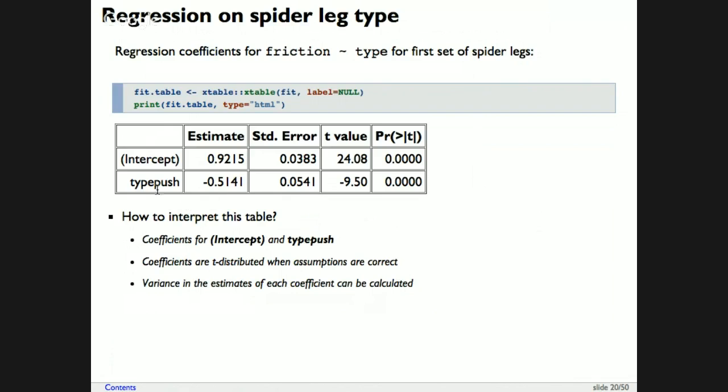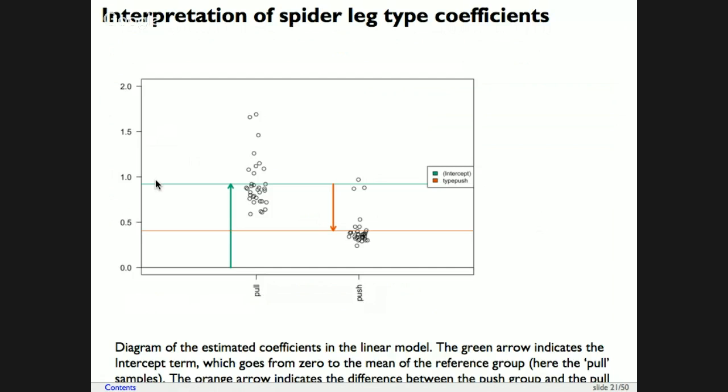What would happen here if we recoded the data so that the reference category was push and we got a coefficient instead for type pull? How would this table change? So we're just switching the reference category. So now suppose the reference category is pushing legs. What will be the difference in means, or the difference in expected values for pulling type legs? Maybe we'll look at it here. So instead of this being the reference category, pulling, we'll have pushing be the reference category.